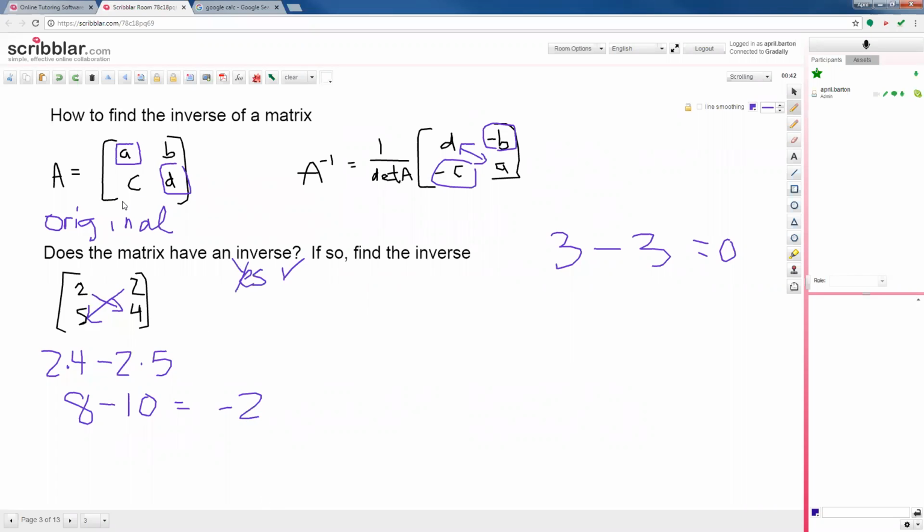So now we have to rearrange everything according to this formula. The formula says switch the A and the D, switch those spots. So the 2 and the 4 will switch spots. And switch the signs in the other direction. The 2 and the 5 will become -2 and -5. So they didn't change places, they just became negatives. Then we also had 1 over the determinant in front.